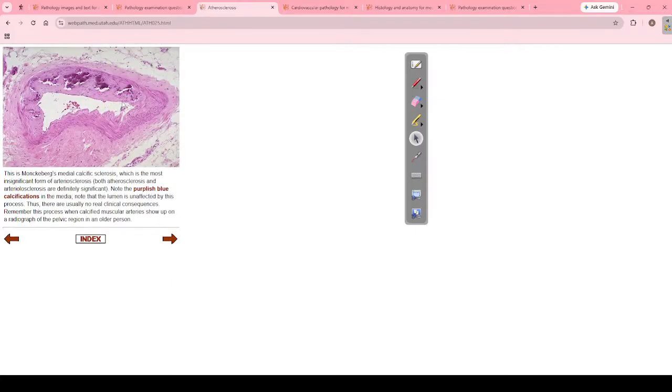Next, we have the dystrophic calcification, which is Monckeberg's calcification. You can see that there is a purplish blue calcification in the media. The lumen is unaffected in this process. There is usually no real clinical consequence of it. It can be seen normally in older patients also, but if there are calcified muscular arteries on radiograph of the pelvic region in an older person, this is the cause. It is an insignificant atherosclerosis.